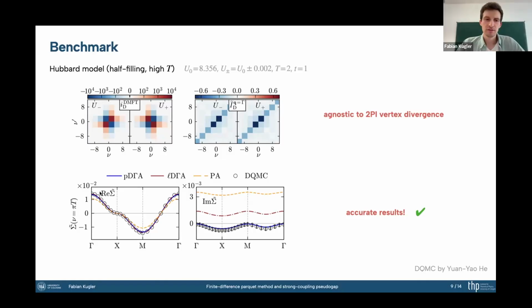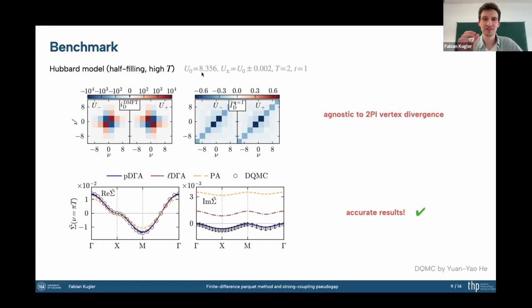Yeah, I don't have any sort of experience on how this method performs regarding unphysical branches. I mean, it's the same parquet D-gamma-A approximation, right? Just the equation is massaged in a way to avoid 2PI divergences. And that's what we focused on here, right?